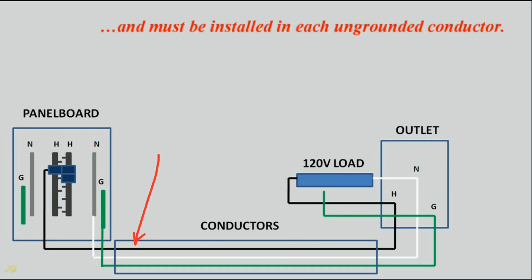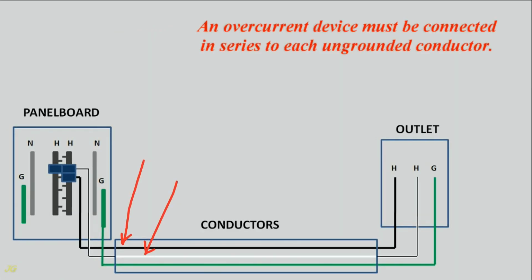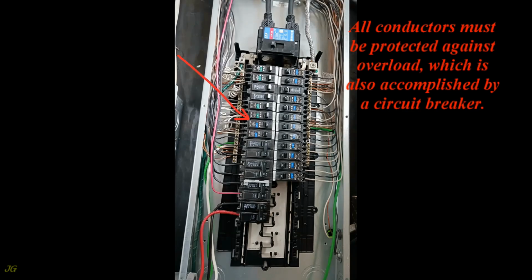It must be installed in each ungrounded conductor. An overcurrent device must be connected in series to each ungrounded conductor. A circuit breaker must open all ungrounded conductors automatically and manually. All conductors must be protected against overload, which is also accomplished by a circuit breaker.